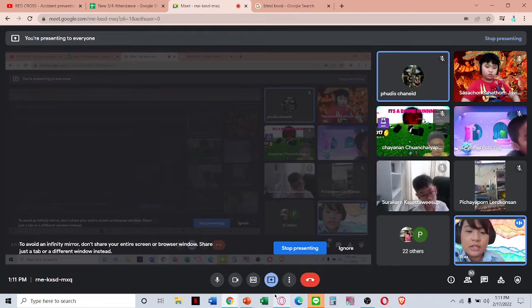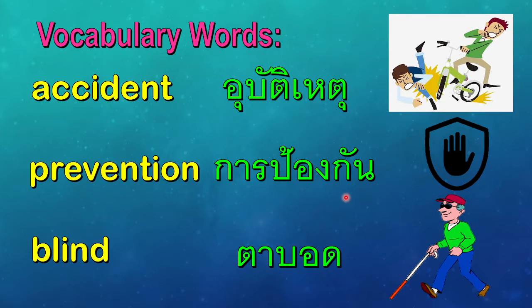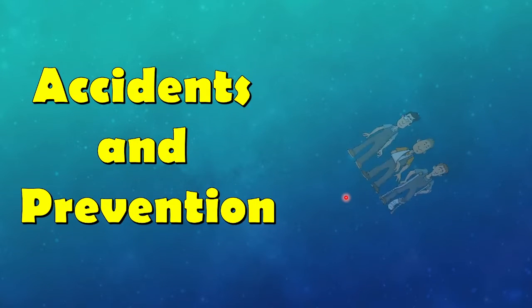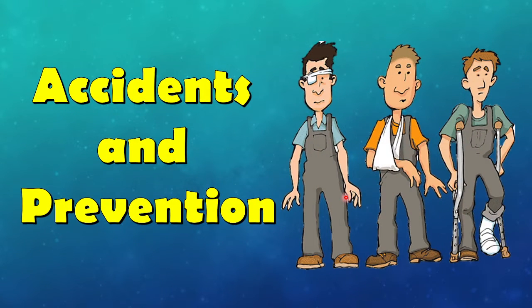Okay. Now let's continue. Our topic for today is about accidents and prevention. As what teacher said, we're going to have some examples of accidents, how we get accidents, and some ways to prevent having accidents. First, let us read more vocabulary words. Can you read the English and then in Thai?